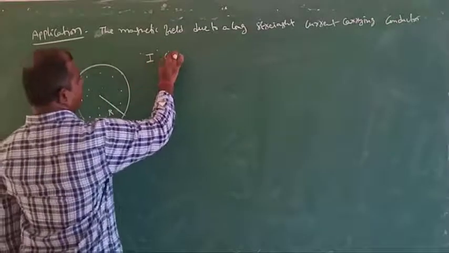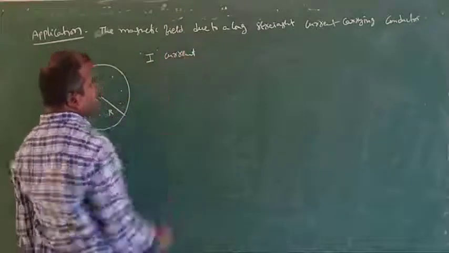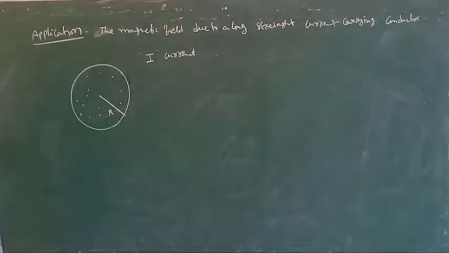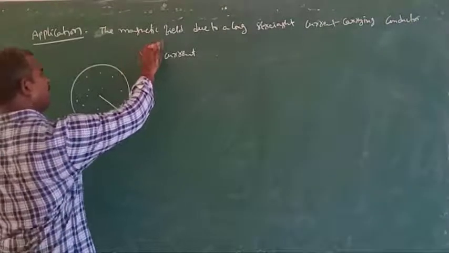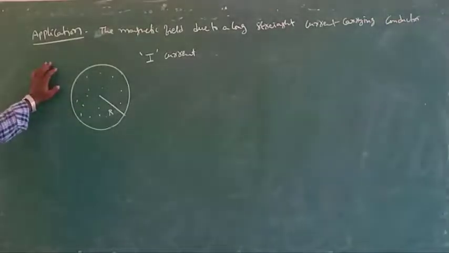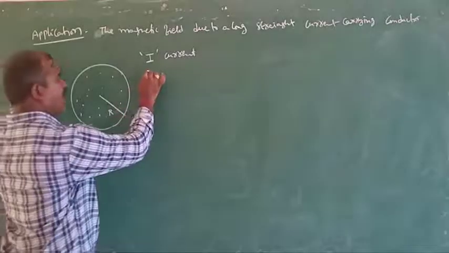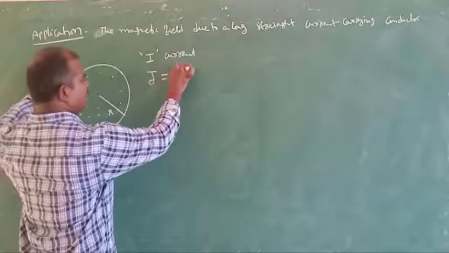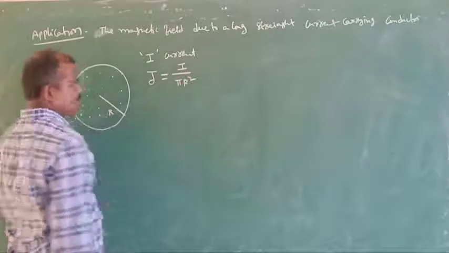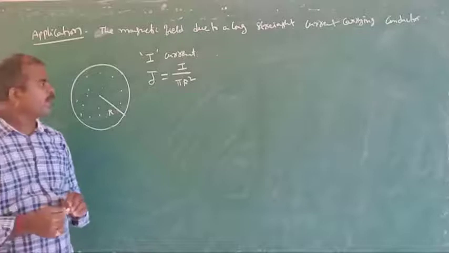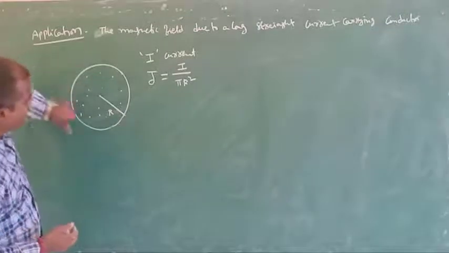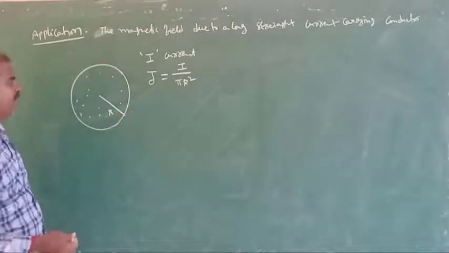A long straight current carrying conductor of radius capital R carries a current I. Then the current density of this conductor is J equals I by pi R square, meaning current per unit area of cross section. Here the area of this conductor is pi R square.